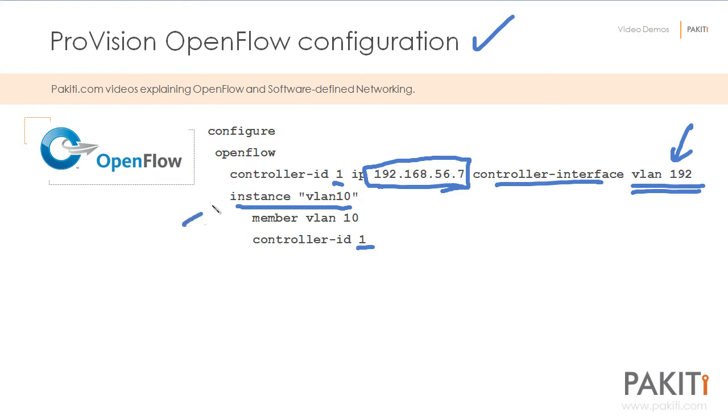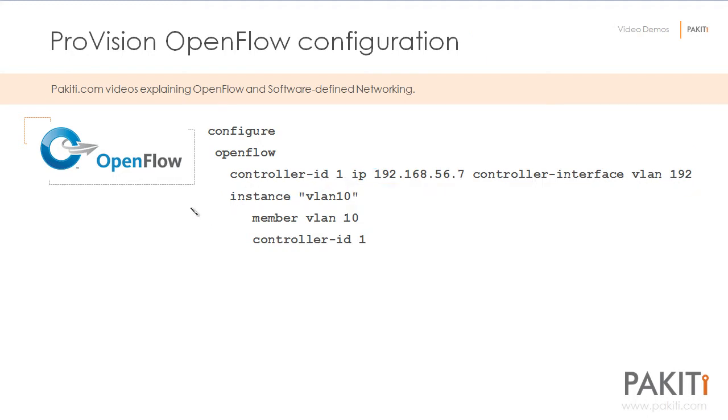In this example, a single instance is configured, instance VLAN 10. VLAN 10 here is just a name, so it doesn't have to match the VLAN number that the instance is associated to, but for consistency, I've kept it the same. So instance VLAN 10 has a member of VLAN 10. On HP ProVision switches, there is a 1-to-1 mapping between the instance and the VLAN number. In other words, when running what's called virtualization mode, which is what I'm demonstrating here, every VLAN has a separate OpenFlow instance enabled on it.